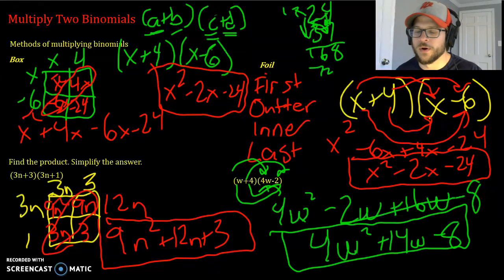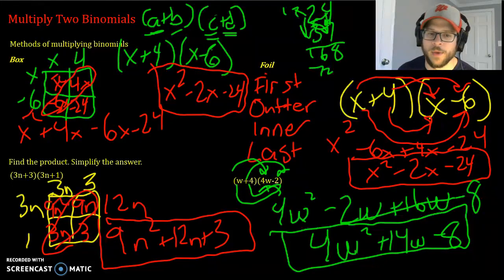So this is just a way to organize again what do you multiply, in what order, which two things do you combine, and no matter which method you use, you're going to get the exact same answer.